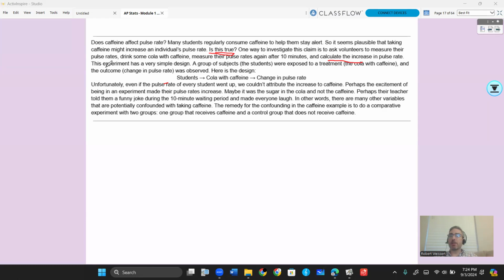The experiment has a very simple design. A group of subjects, the students, were exposed to a treatment with cola with caffeine, and the outcome, change in pulse rate, was observed. Here's the design. We get a bunch of students. We give them some caffeinated cola, and we measure their pulse rate before and after, to see that change.